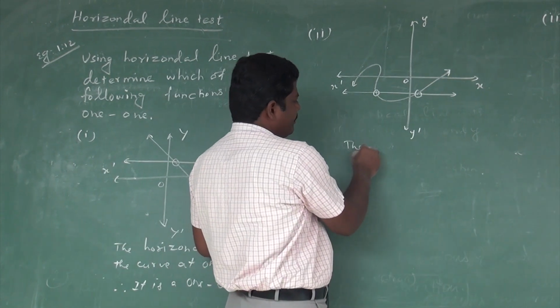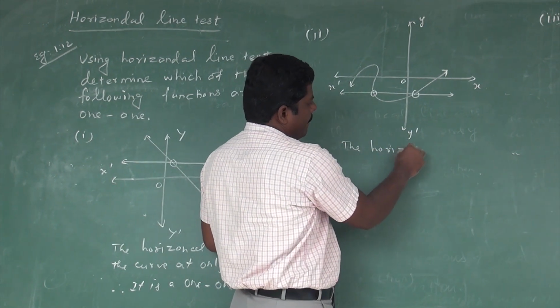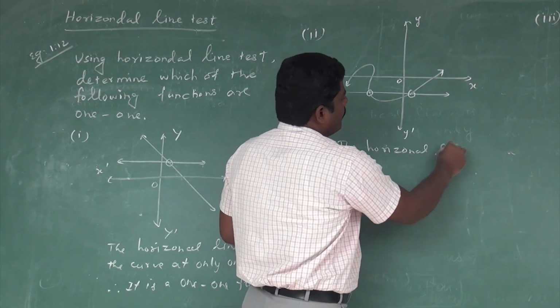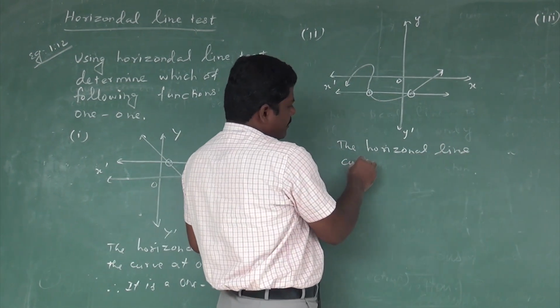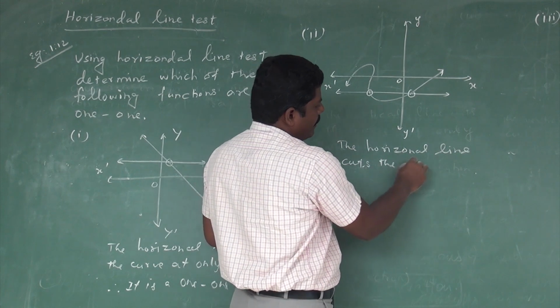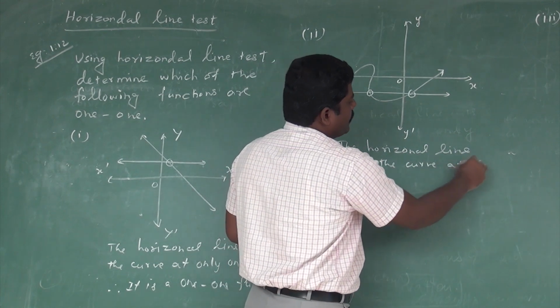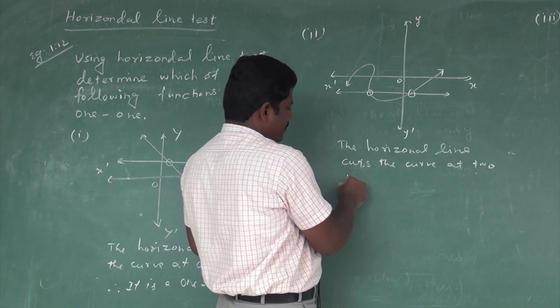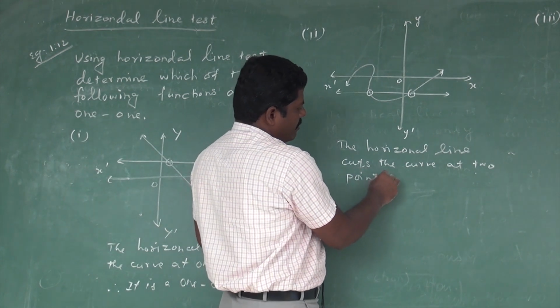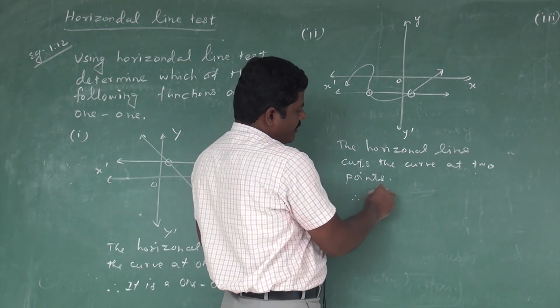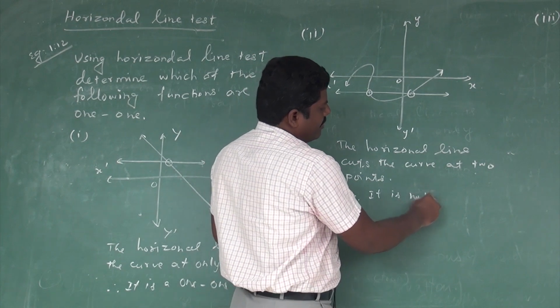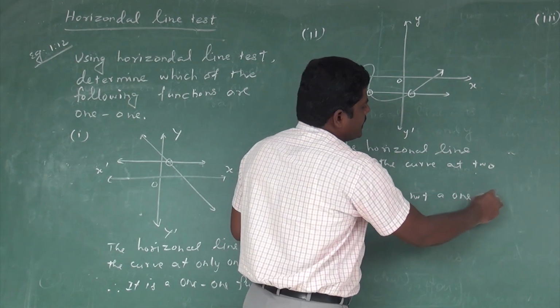The horizontal line cuts the curve at 2 points. Therefore, it is not a 1-to-1 function.